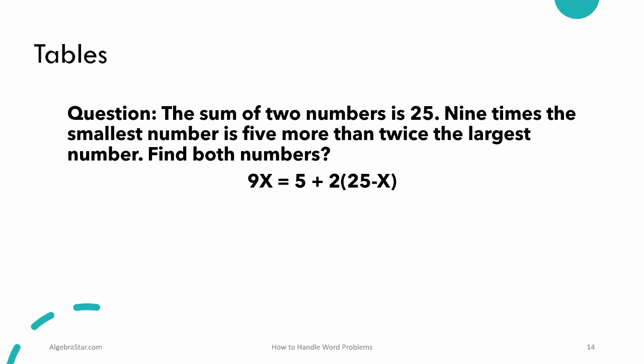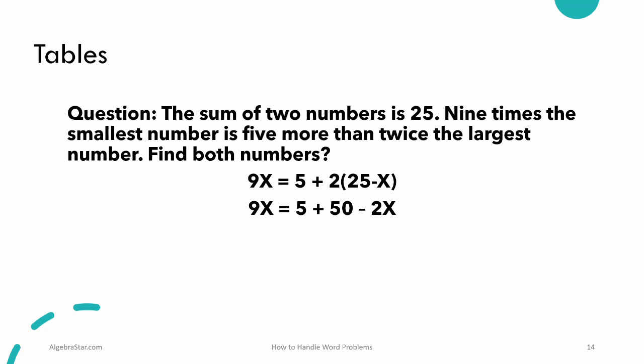Now, I need to solve for x, and for that, I'm first going to have to multiply the 2 with the 25 minus x. We need to get rid of the brackets or the parentheses. So let's do that. When you multiply 2 with 25 minus x, you get 50 minus 2x. Now our equation is 9x is equal to 5 plus 50 minus 2x.